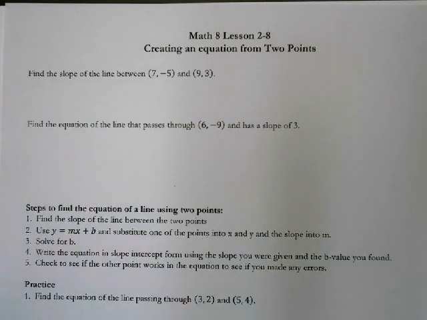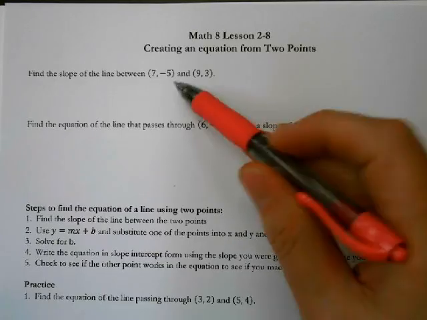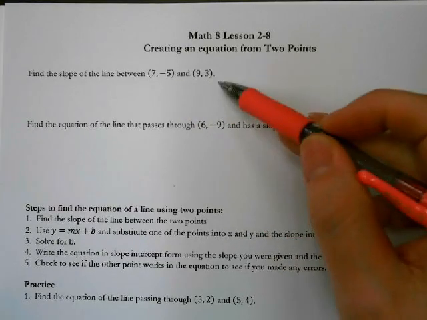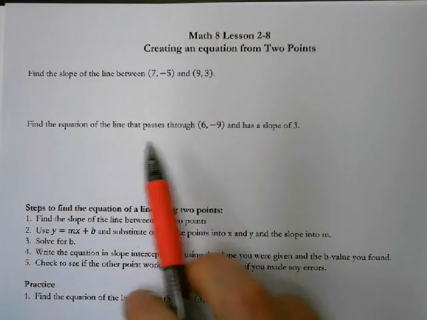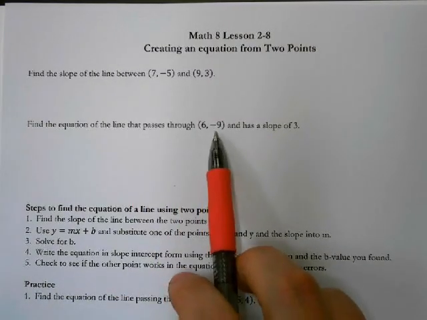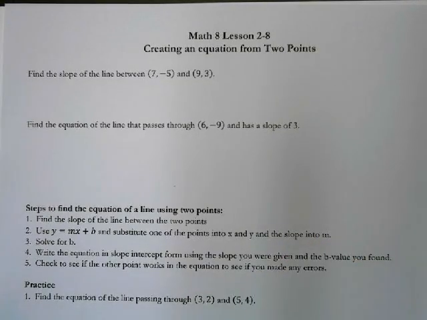Okay, so if you are working there in class right now, what I want you to do is find the slope of this line right here, the line that passes through (7, -5) and (9, 3). When you're done with that, complete this problem. Find the equation of the line that passes through (6, -9) and has a slope of 3. All right, so pause the video right now and try to do those two things.